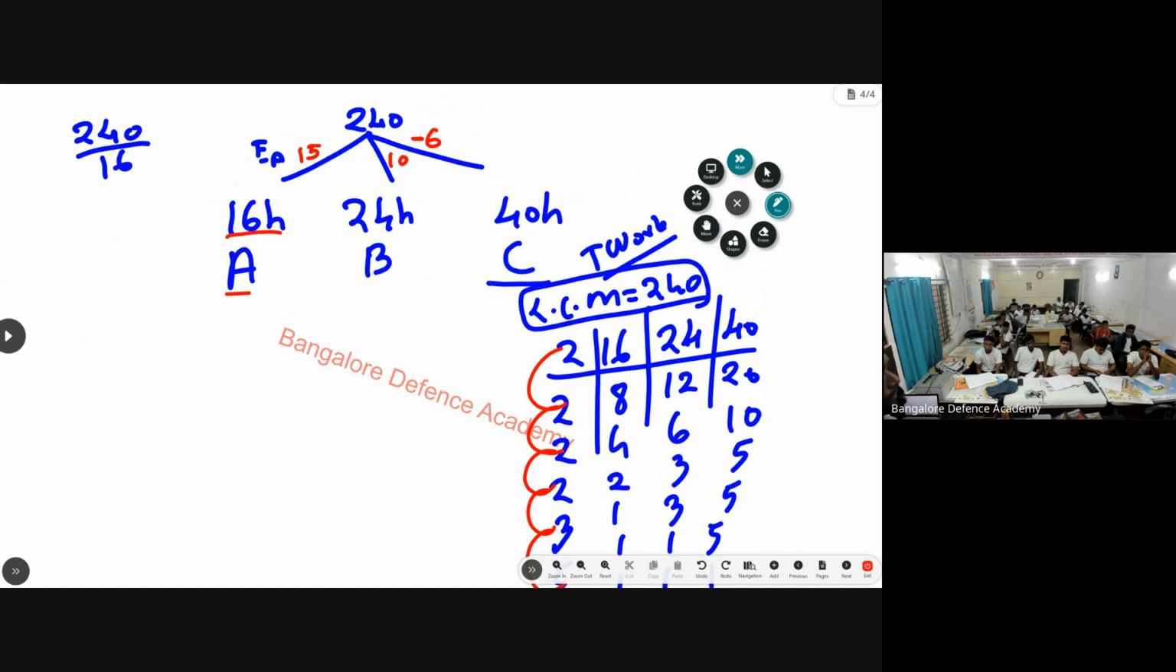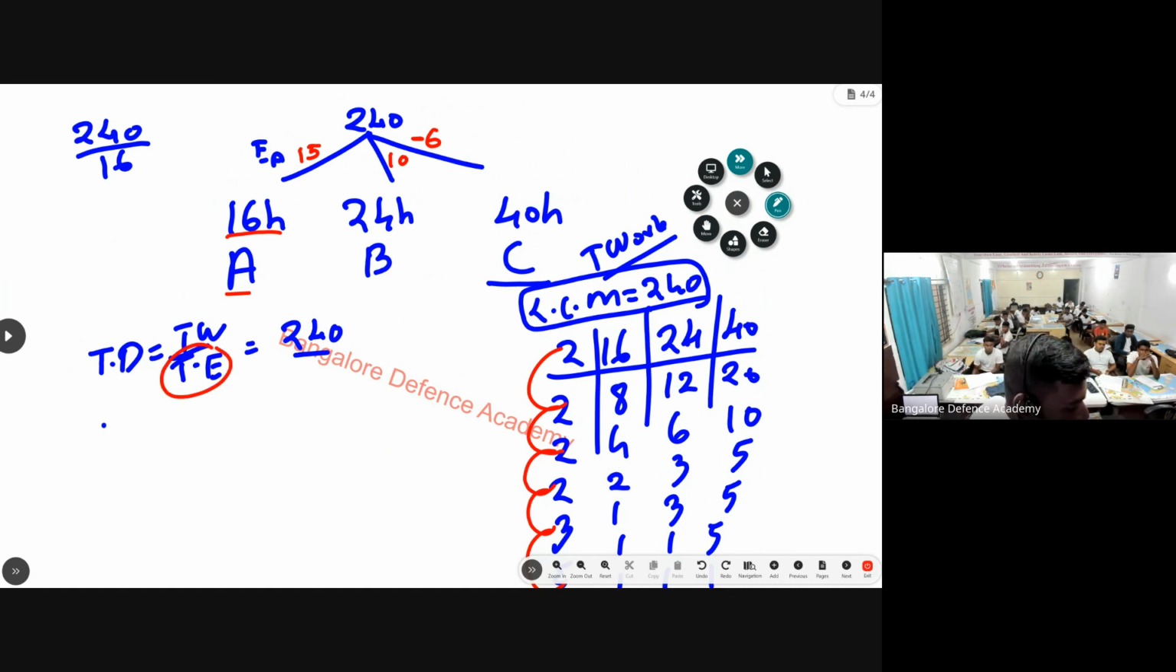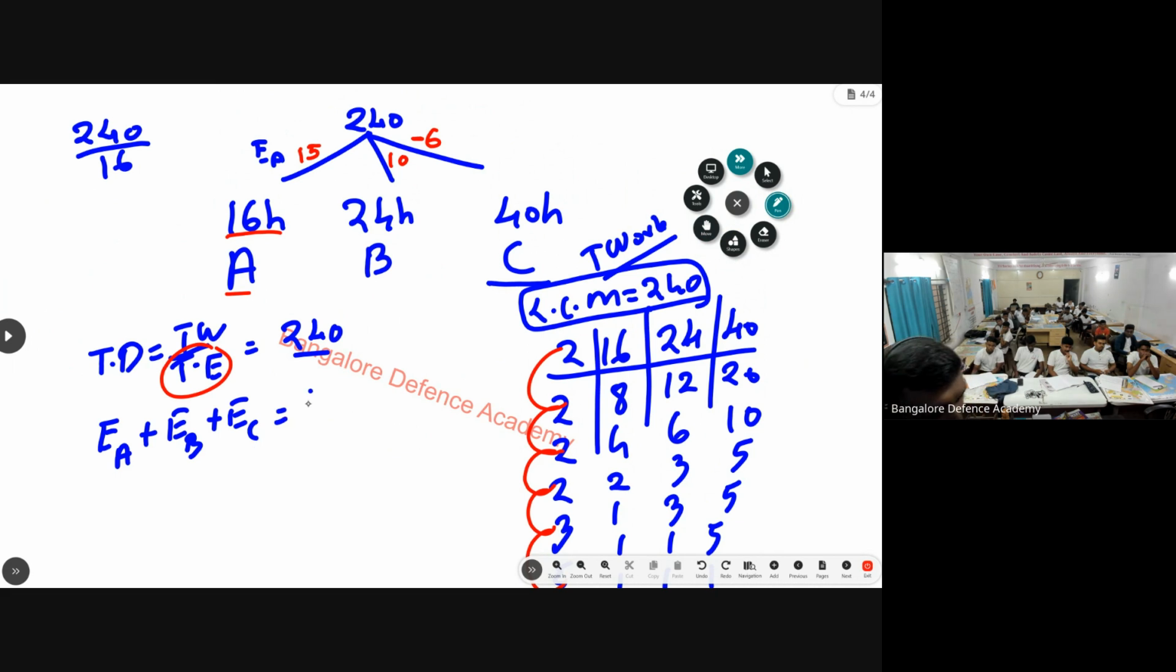So what happens with this? Minus. Now here I have a formula: total time taken is equal to total work by total efficiency. The total work is 240. First let us find the total efficiency: efficiency of A plus efficiency of B plus efficiency of C. 15 plus 10 minus 6, so 25 minus 6. You get 19 as the efficiency of A, B and C. In 1 hour, all these 3 people are doing how much work? 19. Now there is a twist in the question.